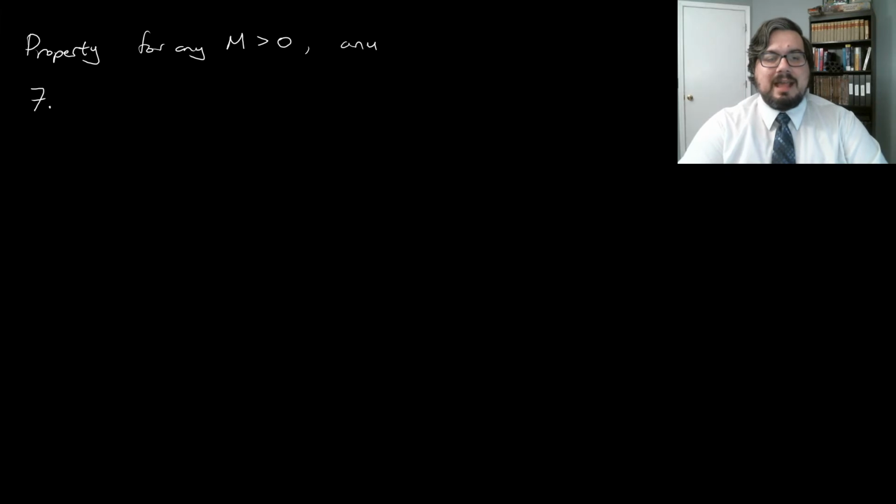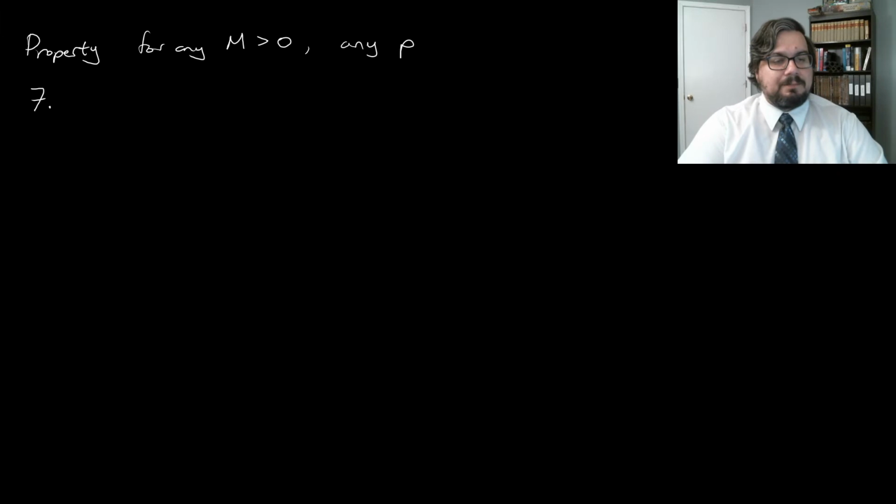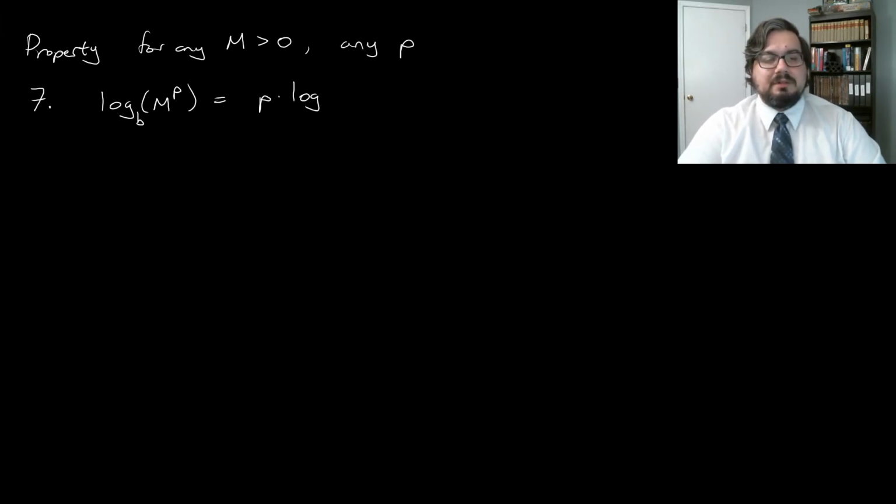and any real number p at all, positive or negative, we have that the logarithm base b of m to the p is equal to p times the logarithm base b of m. And this is called the power rule.